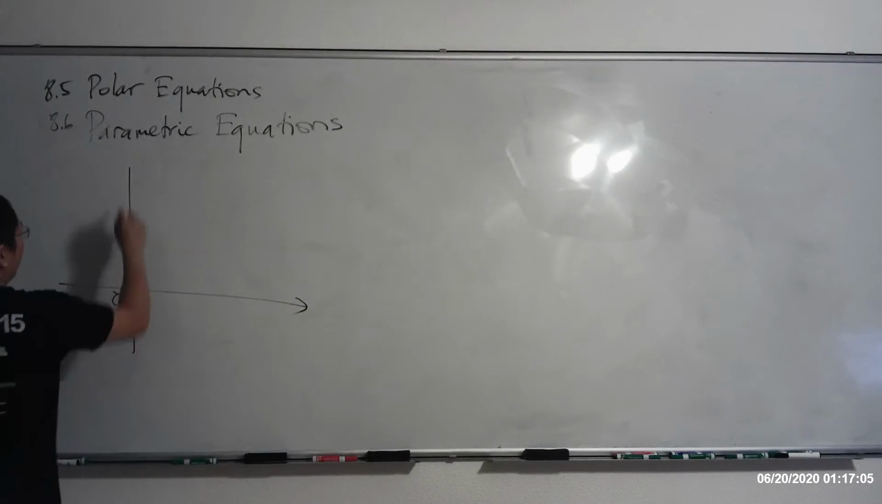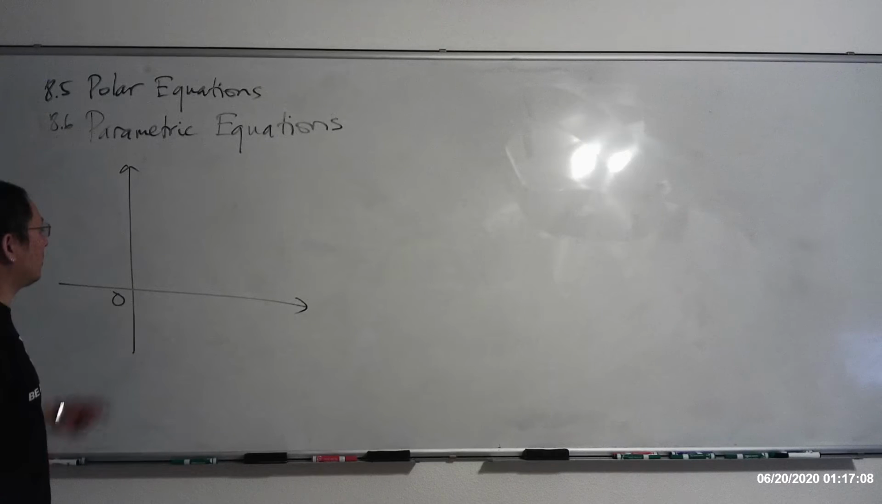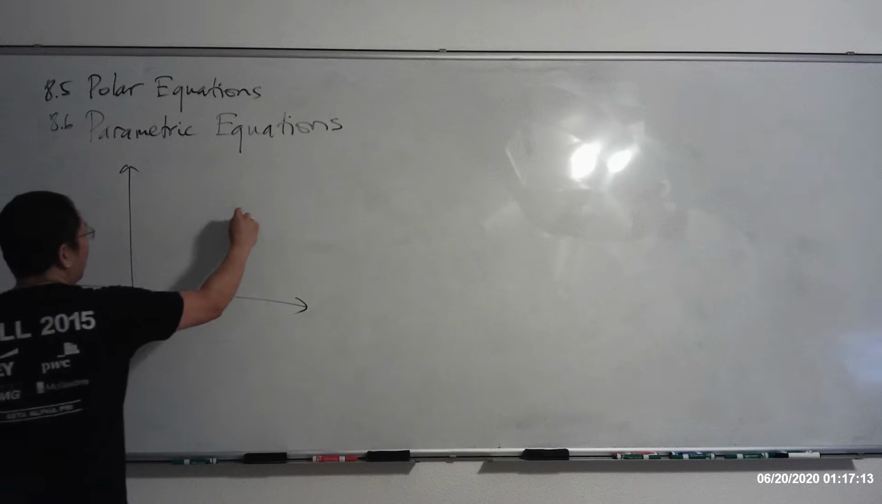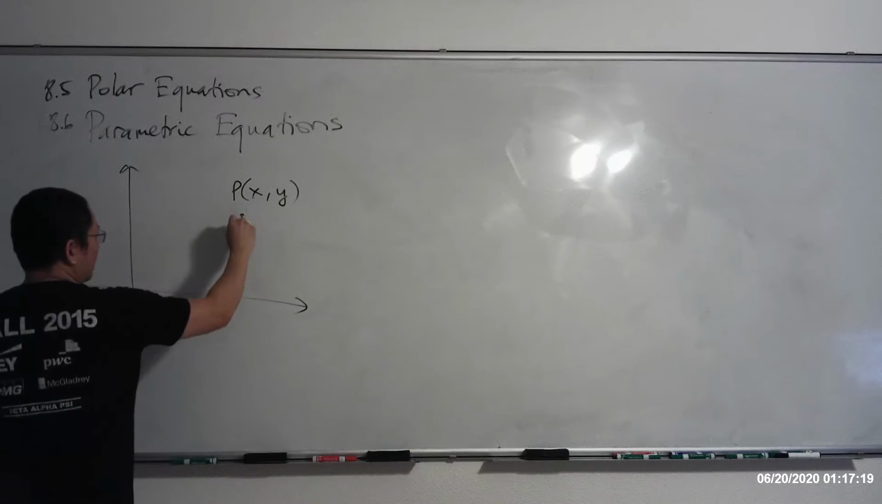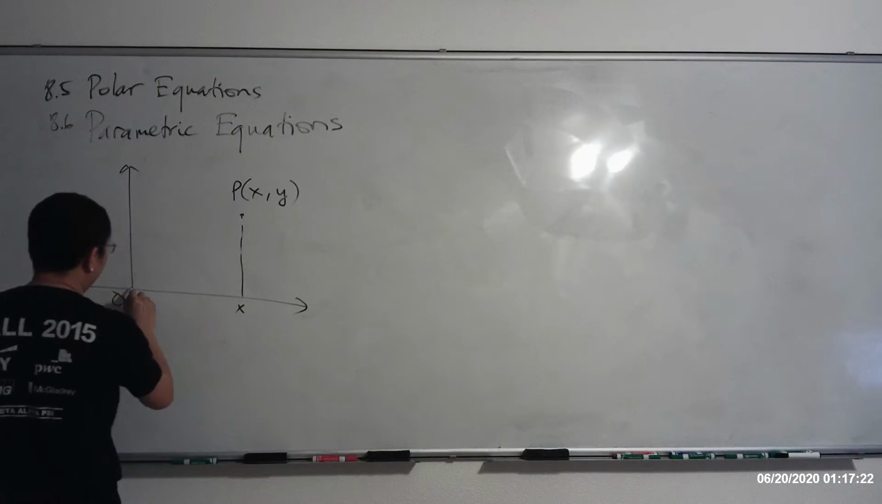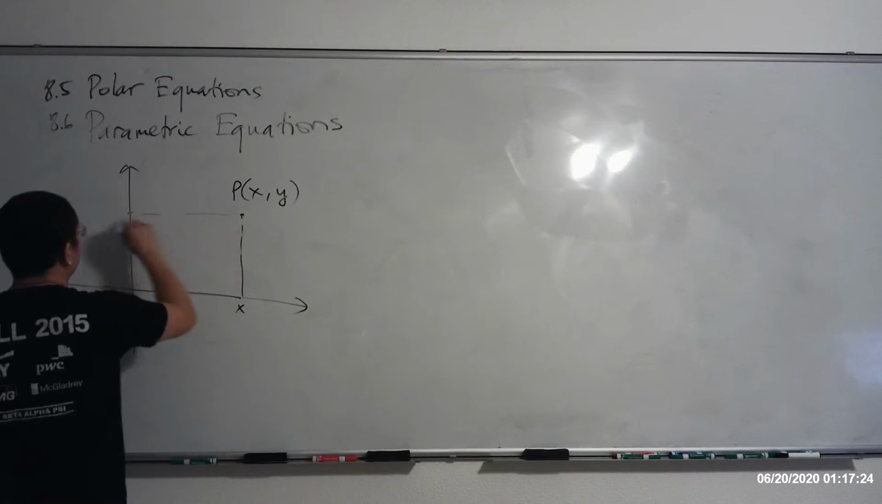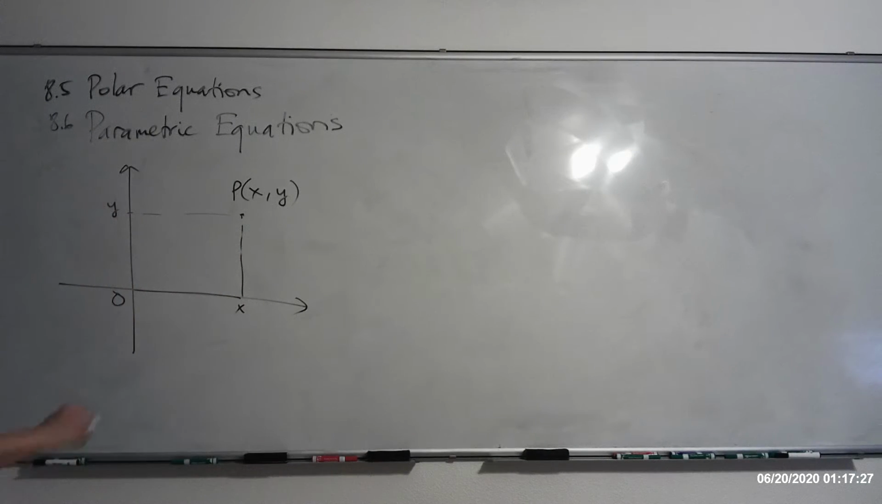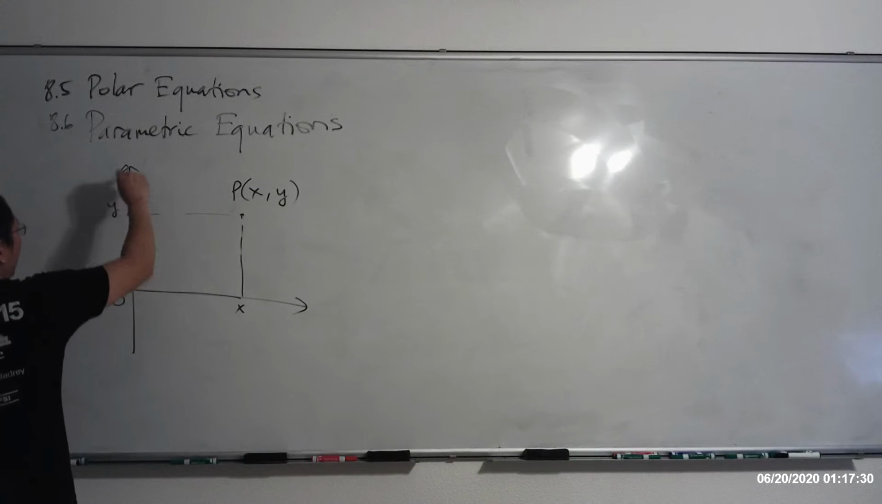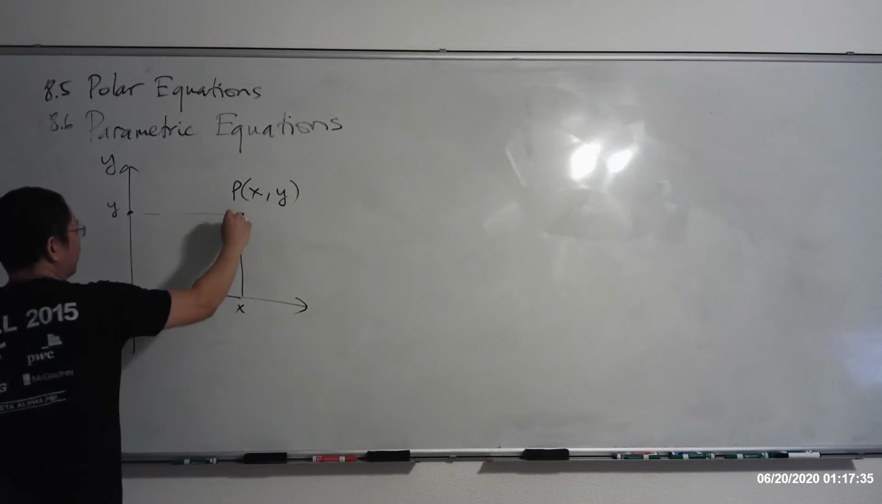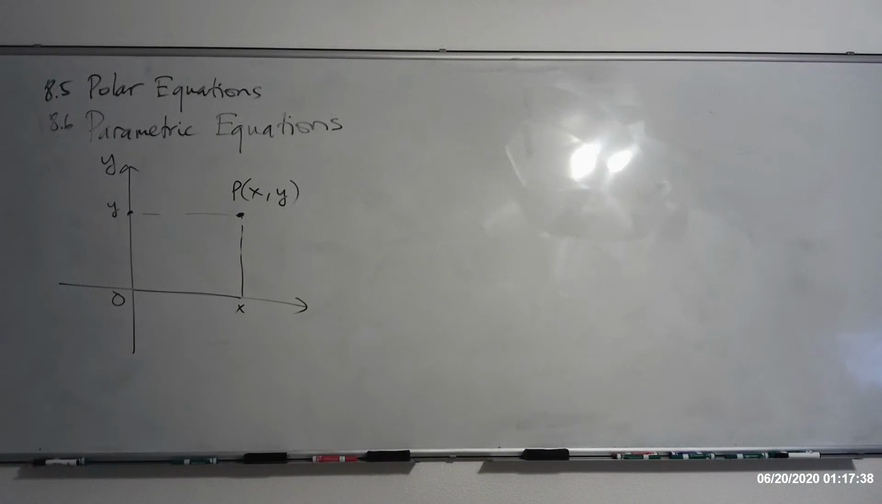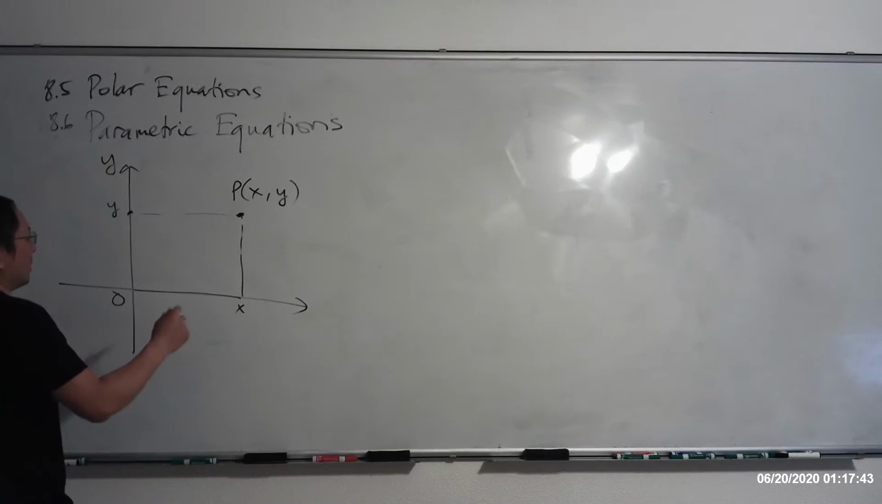Before, whenever you wanted to represent a point on the plane, we used something called Cartesian coordinates or rectangular coordinates. A point P will be represented by two coordinates, x and y. The x tells you how far it is along the x-axis, and y tells you the distance from the origin to the point on the y-axis. So how far and how high it is. And this is a point P. This is not the only way to locate a point on the plane.